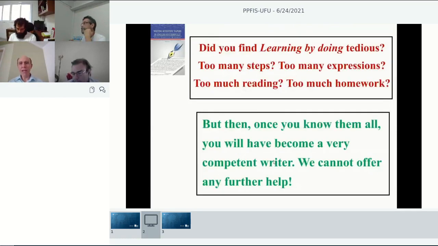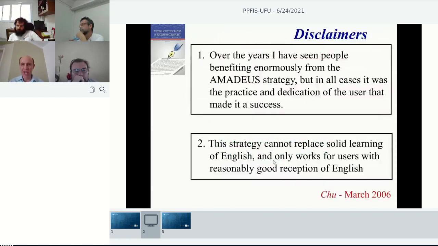But I tell you, once you learn this, you are going to learn how to be a competent writer. And I don't think we can offer more than that. And then there are important disclaimers. The first is that I've seen people using this strategy and learning and having a level of written scientific English which is really good. And it gave me tremendous pleasure. So I saw many people benefit from this strategy.